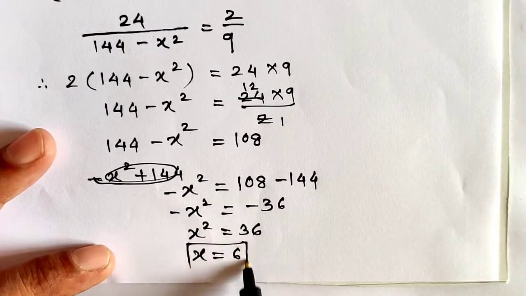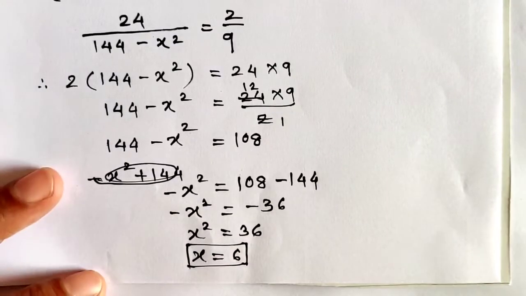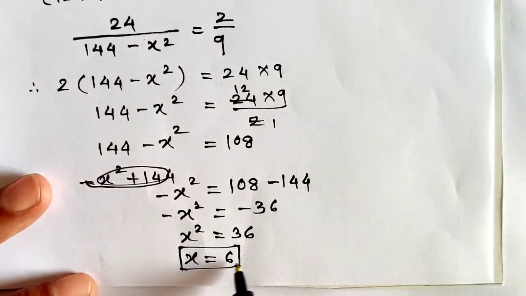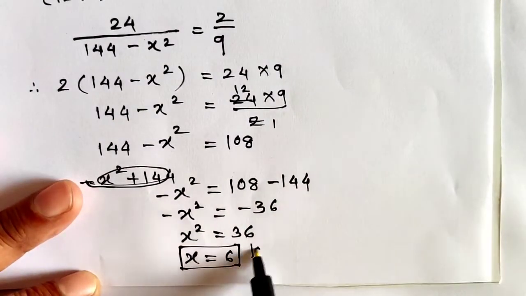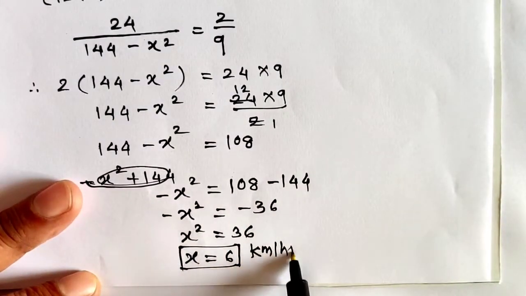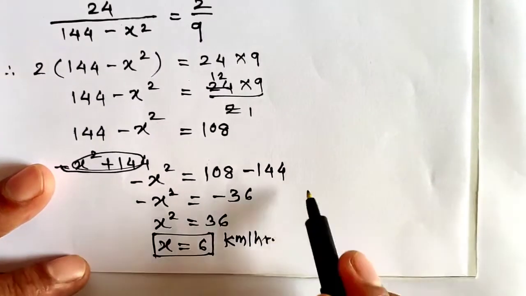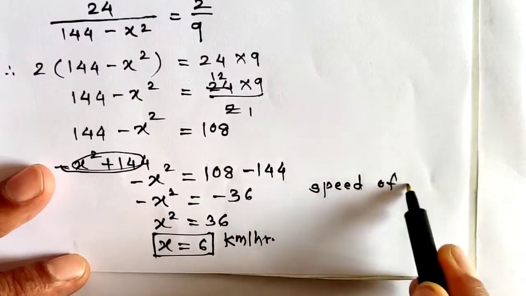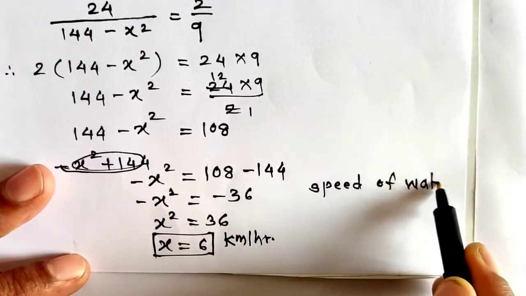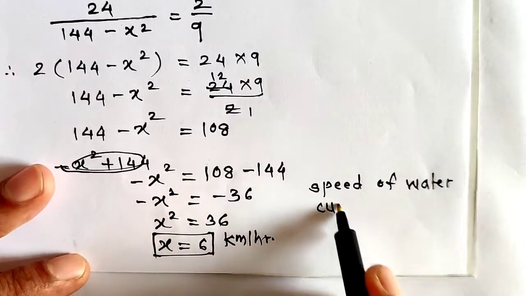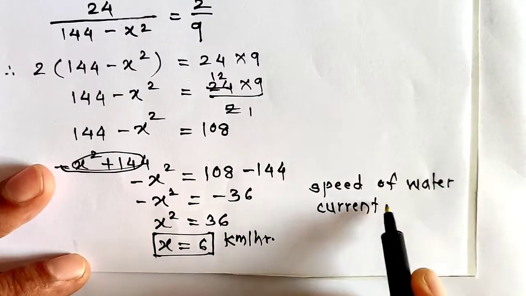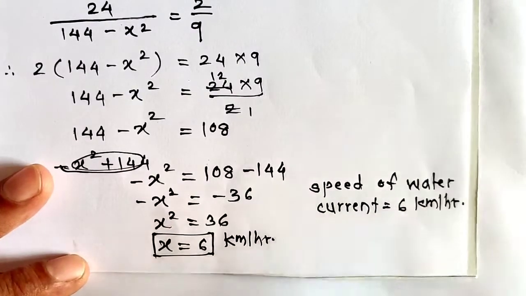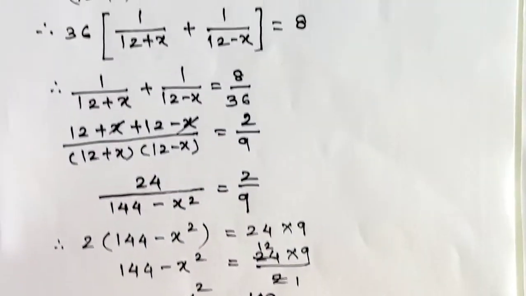x is equal to plus minus 6, but x is the speed of water current, so it is never negative. So the speed of water current is 6 km per hour. So write the answer: speed of water current is equal to 6 km per hour. So in this way we can solve this example.